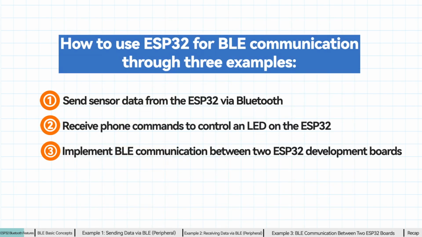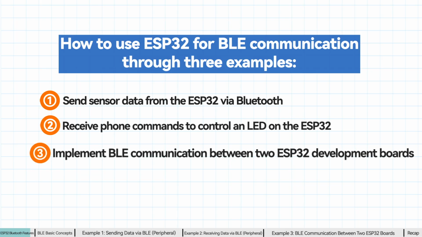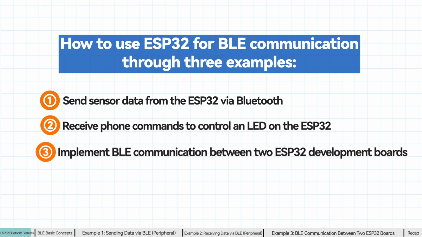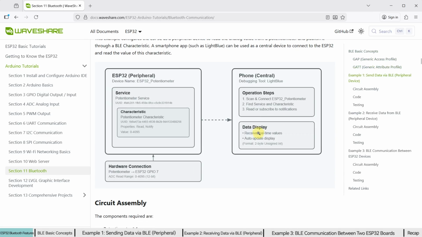We will learn how to use ESP32 for BLE communication step-by-step through 3 examples. Send sensor data from the ESP32 via Bluetooth. Receive phone commands to control an LED on the ESP32. Implement BLE communication between 2 ESP32 development boards. The text version of this lesson and links to the example code are available in the video description.